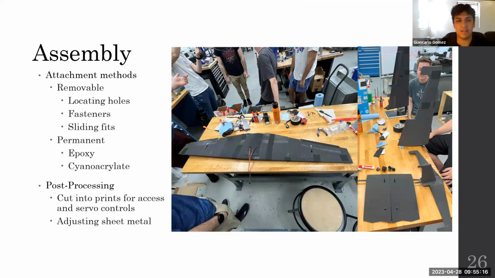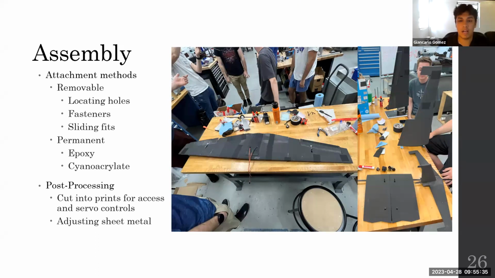Moving on to the assembly, we used two different attachment methods, removable and permanent. The reason we used removable attachment methods is because of the ability to save some pieces if they weren't damaged during our maiden flight or a couple of test flights. We used mostly fasteners and sliding fits.